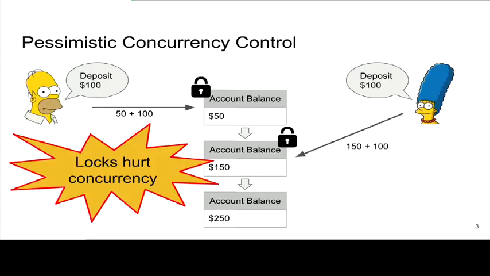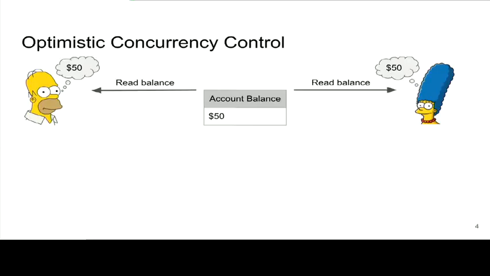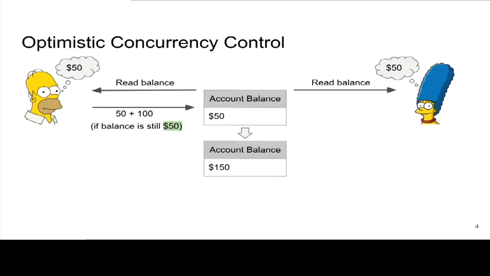We can do better than this using OCC, or optimistic concurrency control. With OCC, you read a value from the data store, or the account balance in this case, and you locally execute the transaction, so 50 plus 100, and you use a guard. In this case, you say, if the balance is still 50, then increment the value to 150, and it works.